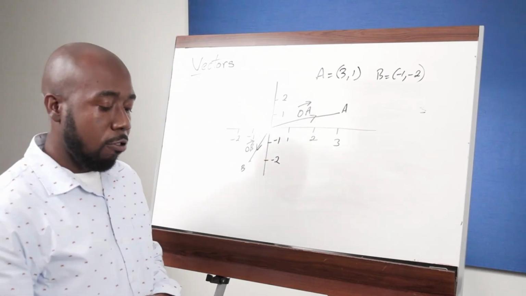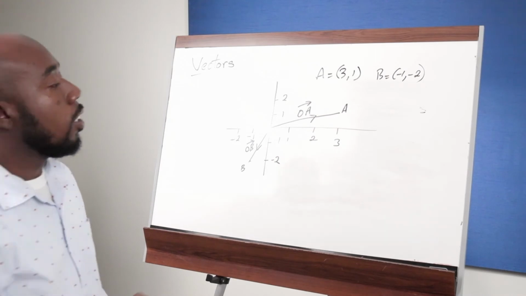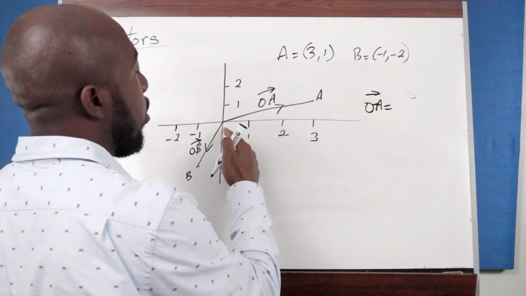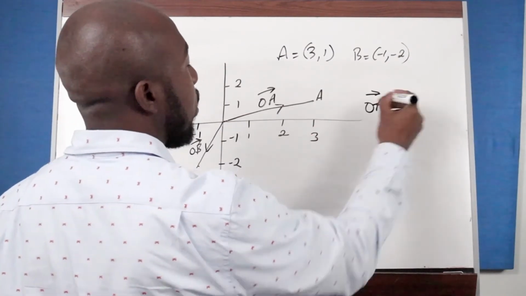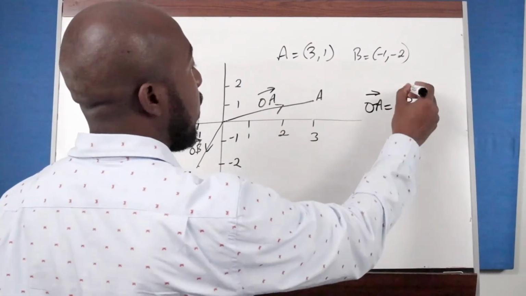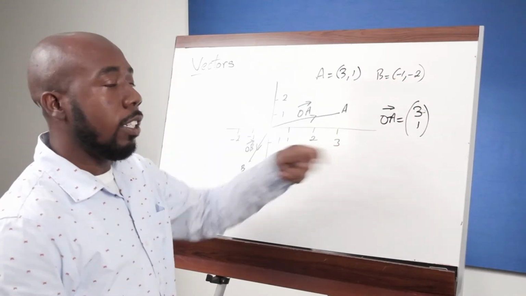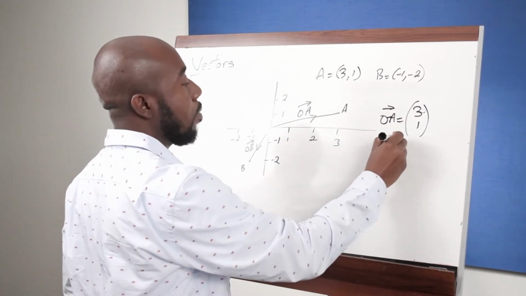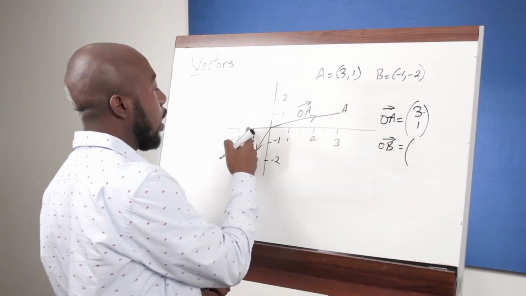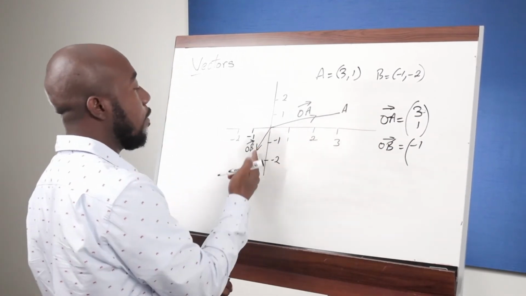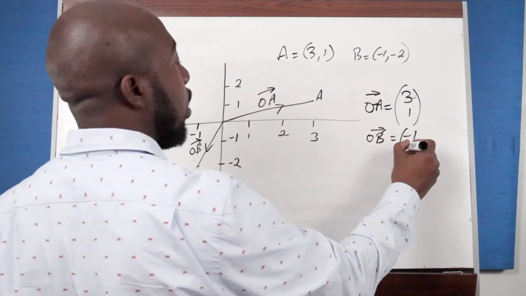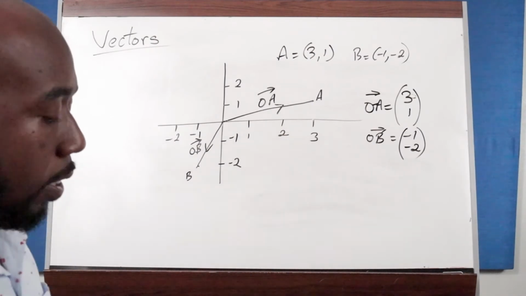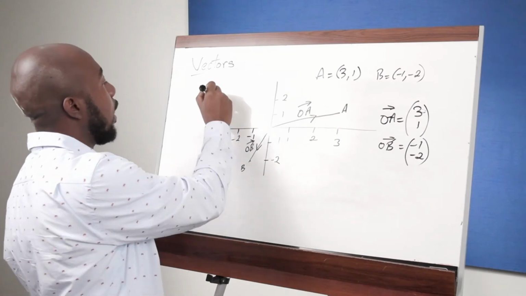Now the first question says write down OA as a column vector. It's just telling you how many across, 3 across, and how many up, 1. So that's the answer as a column vector. When you write it like this, it's a column vector. And then OB is the same thing. Negative 1 across, when you go to your left it becomes negative, and 2 down, negative 2. So that's the answer here. Now, the next question says, express, you want to find AB.